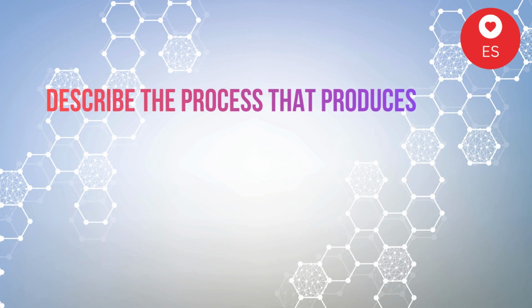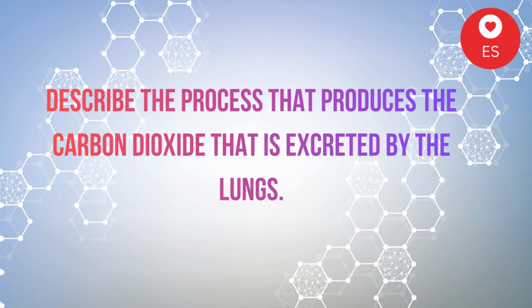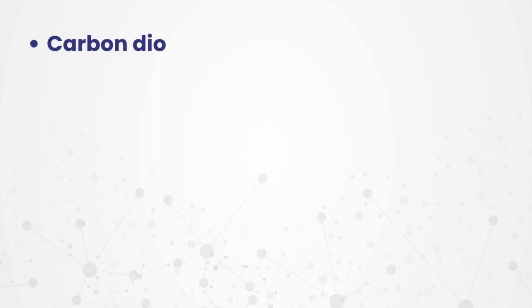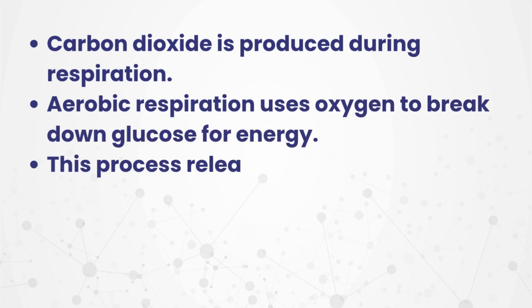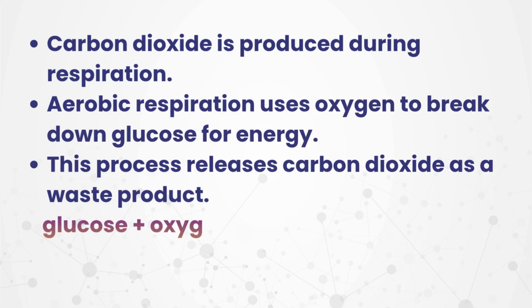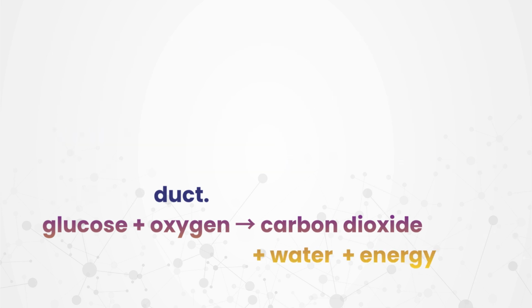Describe the process that produces the carbon dioxide that is excreted by the lungs. Carbon dioxide is produced during respiration. Aerobic respiration uses oxygen to break down glucose for energy. This process releases carbon dioxide as a waste product.